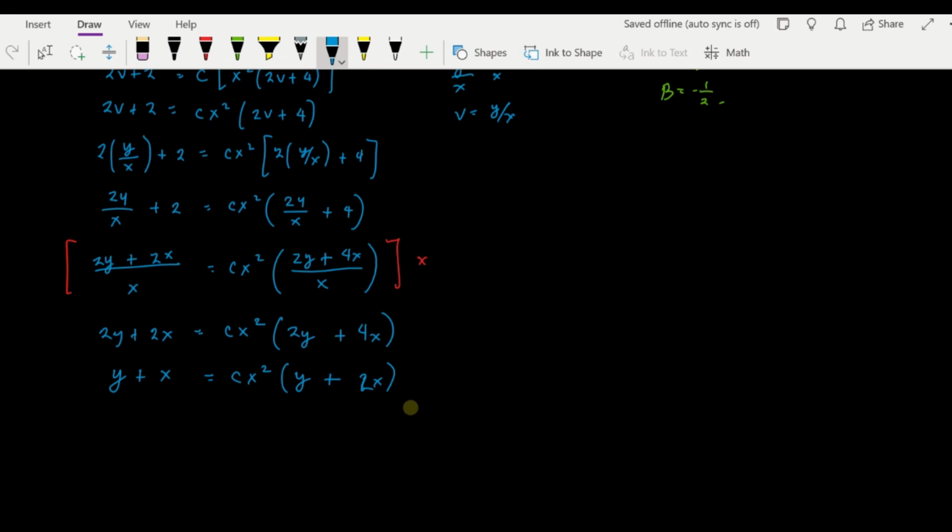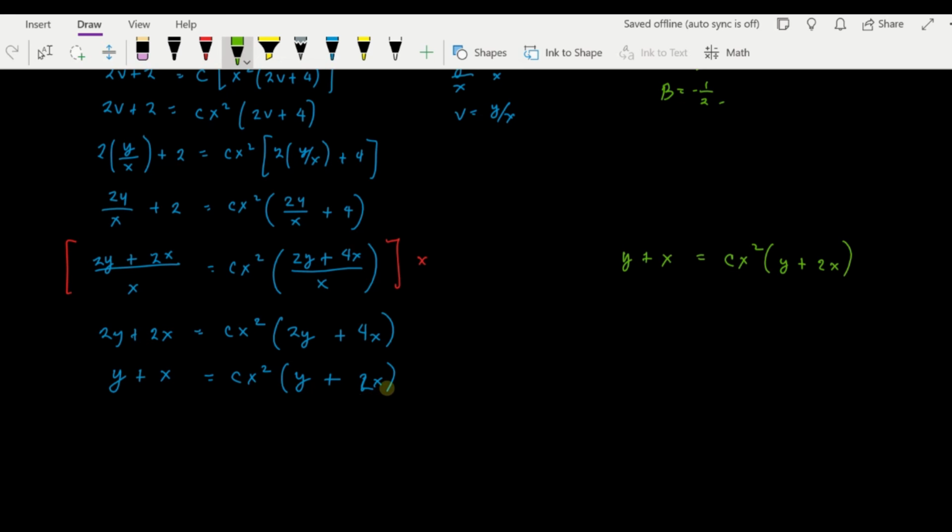So, ayan. Ito na yung ating answer dito. y plus x equals c times x squared times y plus 2x. And then, ipakita ko lang kasi minsan, kung multiple choice yung ating sinasagutan, hindi mo makita to. Diba? y plus x equals cx squared times y plus 2x. Okay. Final answer na to, acceptable answer na to.